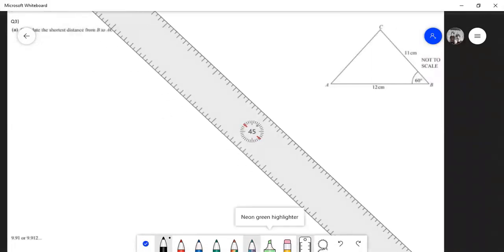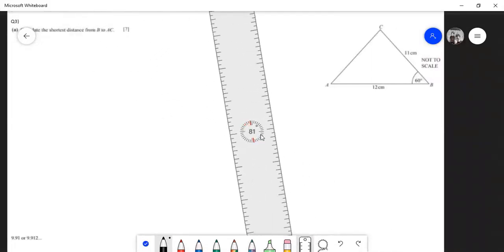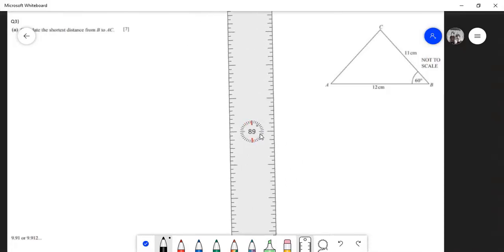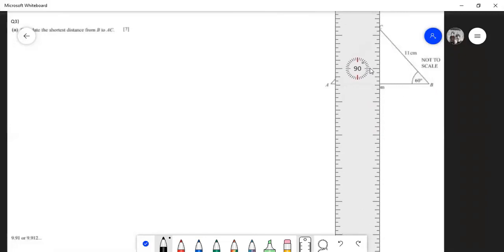I need to draw the C to AB. So let me just draw it. You must draw. If you don't draw, you won't know what is going on. Let me just adjust a little bit here. Good, so it's in the center. So I'm going to draw.